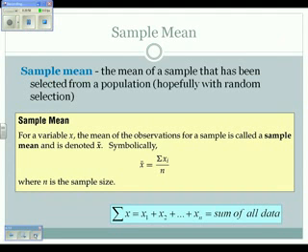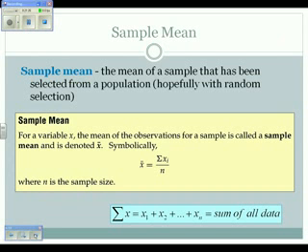So sample mean is the mean of a sample. We take a sample set of data, we add all the data together and we divide by the number of data values in our sample. So we just call it a sample mean to denote that this average is only of a sample and not the entire population. We'll also do populations.